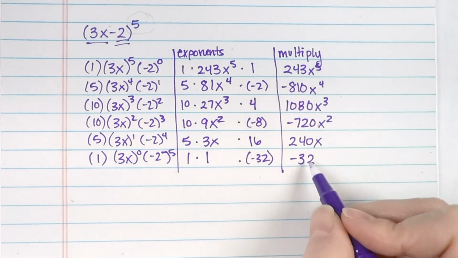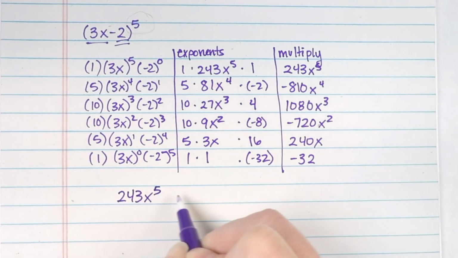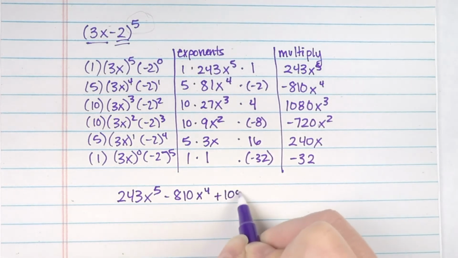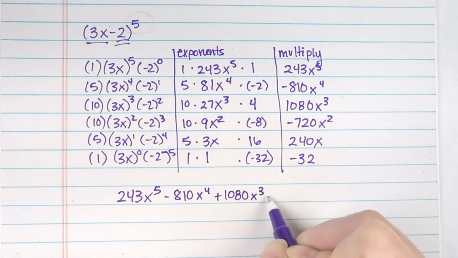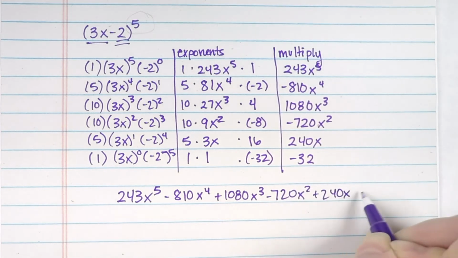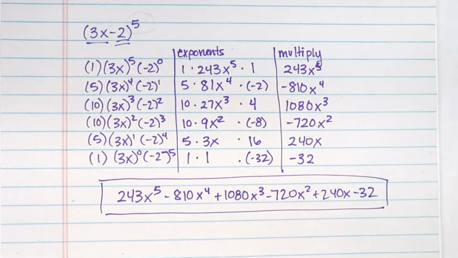And now let's write out all these terms, add them all up together. 243x to the fifth minus 810x to the fourth plus 1080x cubed minus 720x squared plus 240x minus 32. Geez, look how long that is. And there's our answer. Big polynomial.